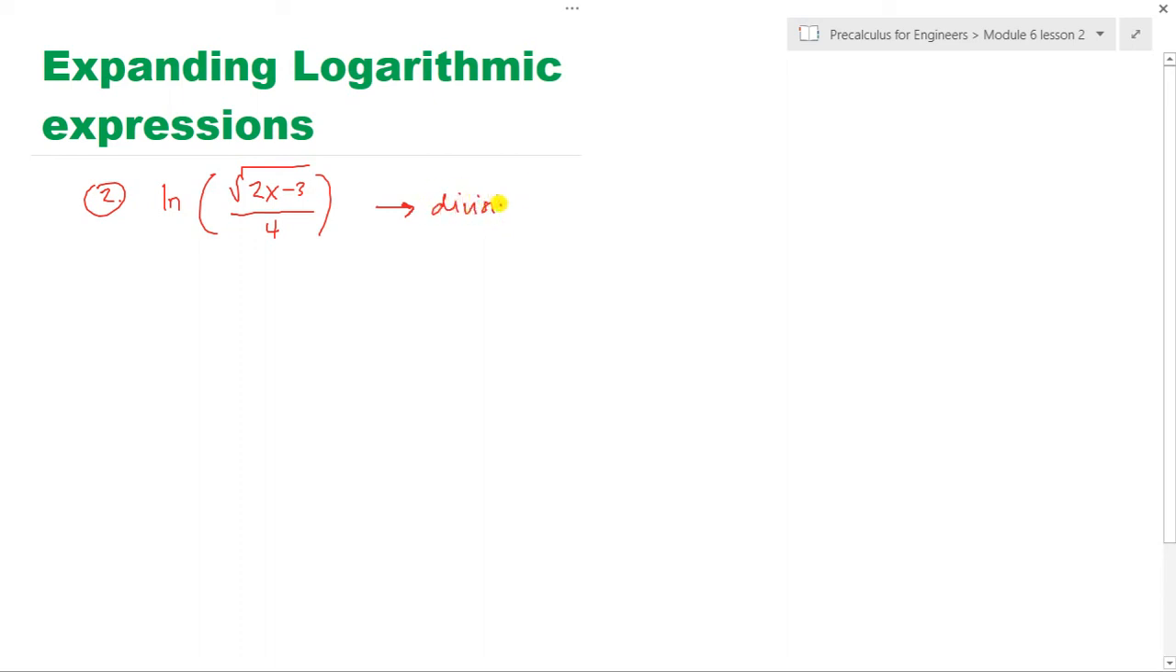So, we will apply the division rule. Why? Because this is just equivalent to ln of x all over y, right? That is just equal to ln of x minus ln of y. Okay, division. So, applying this to our expression, it becomes ln of square root of 2x minus 3 minus the denominator, ln of 4.